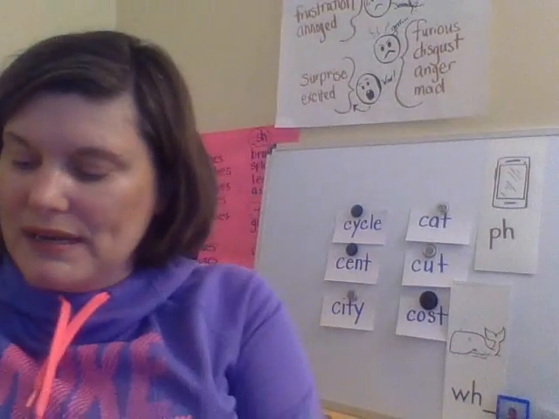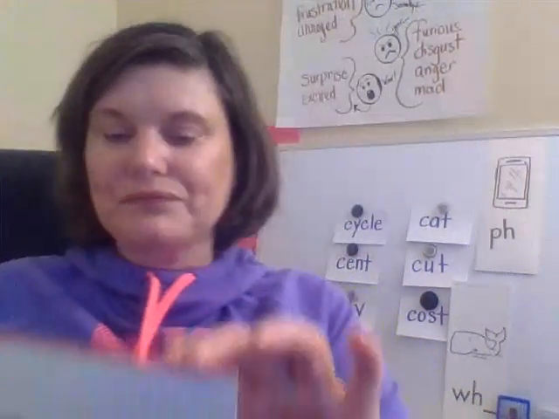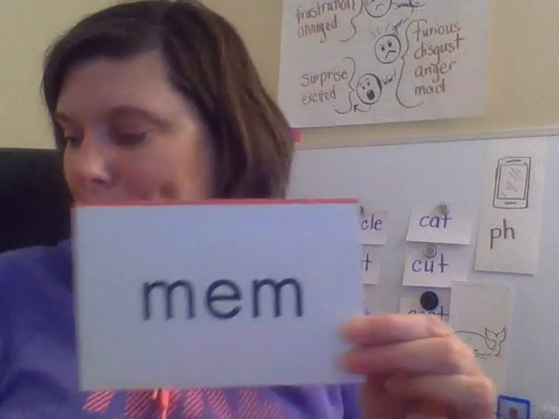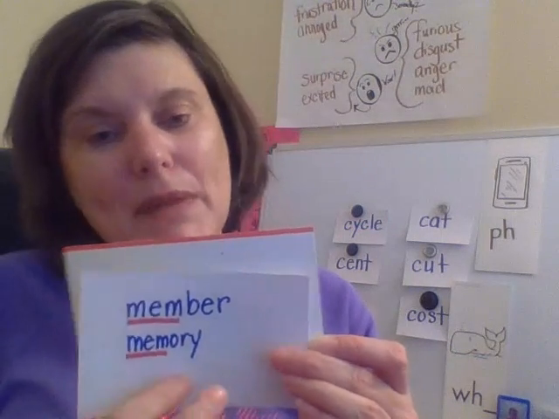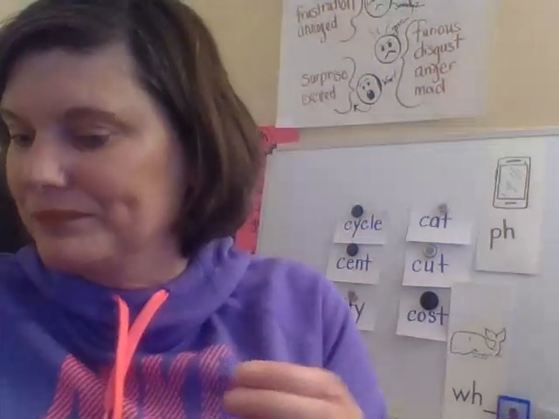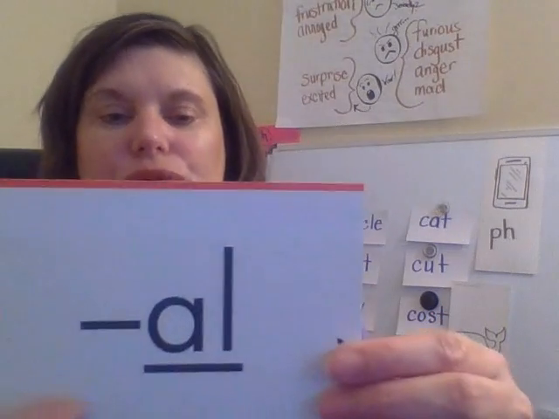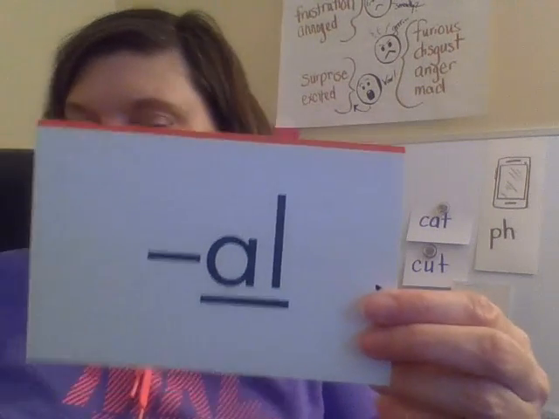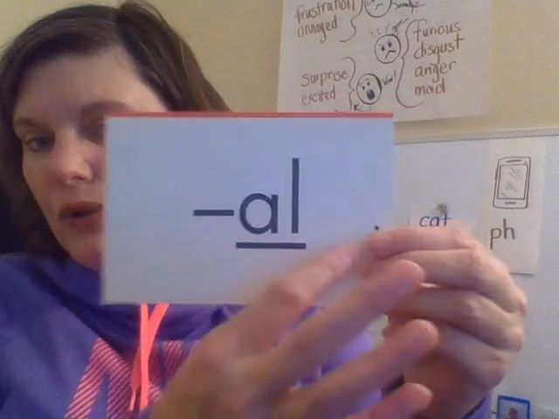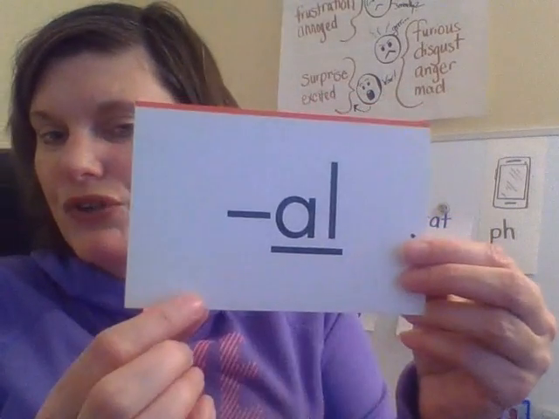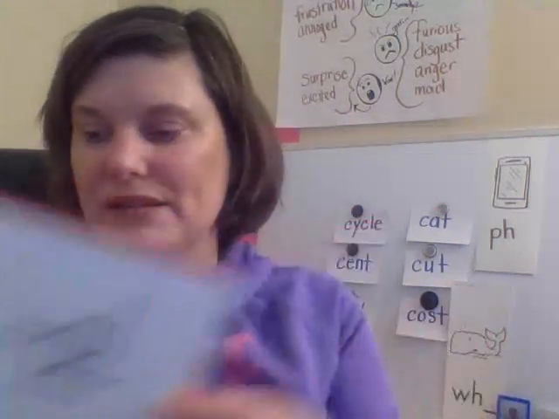Perfect. All right, I have a few new sight syllables to introduce you to. The first one is mem, mem, like in the words member or memory. The next sight syllable I want to introduce you to is like at the end of personal or medical. This says ul, ul. Together, ul. Your turn, ul. Good. And we see this spelling as at the end of words.